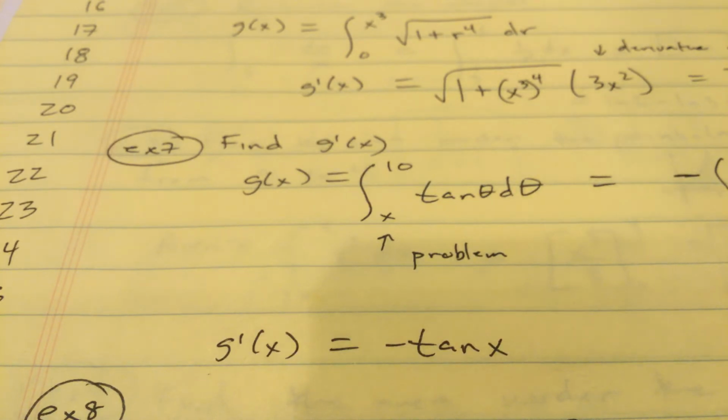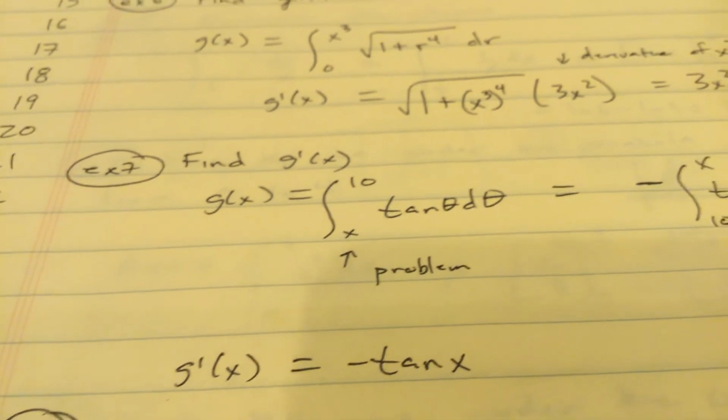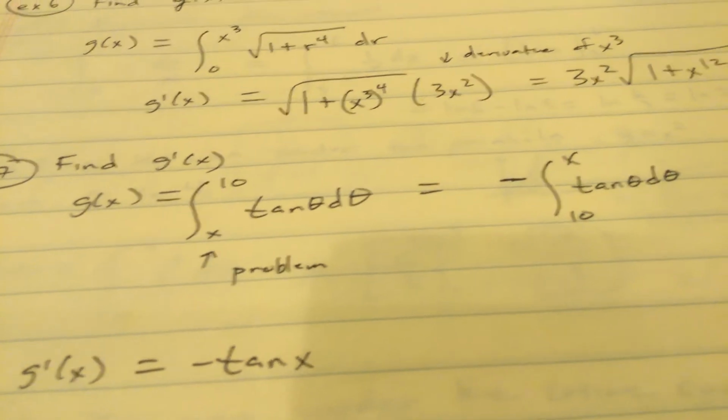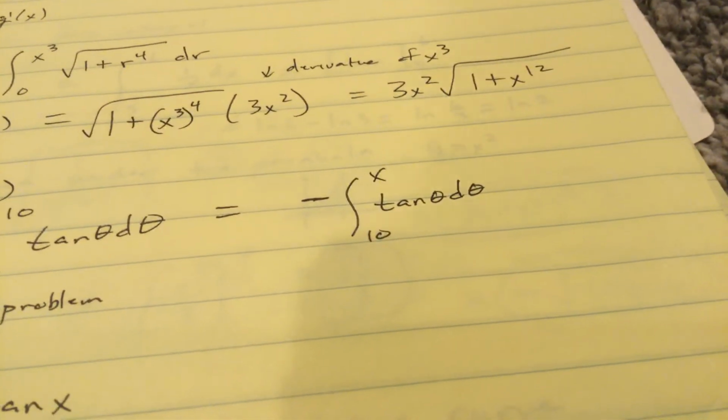Find g prime of x. G of x is the integral from x to 10 of tan theta d theta. The upper bound always has to be x, from what we wrote on Friday. So what you do, and we'll see this a lot, if you need to switch the bounds, I can switch the bounds. It's just going to be the opposite integral now.